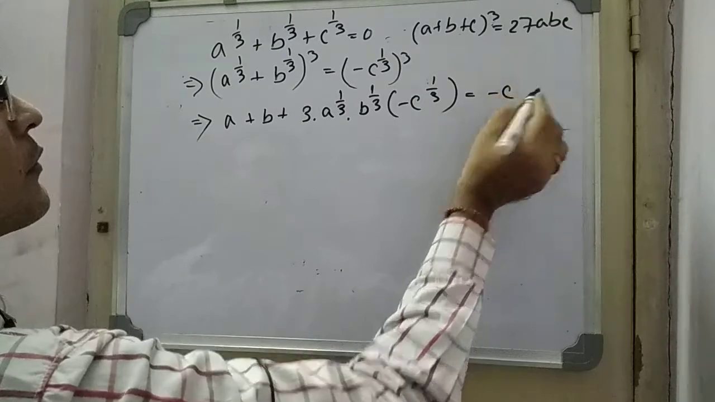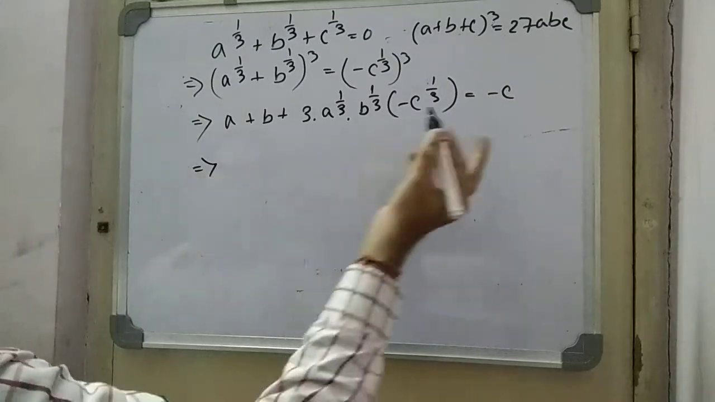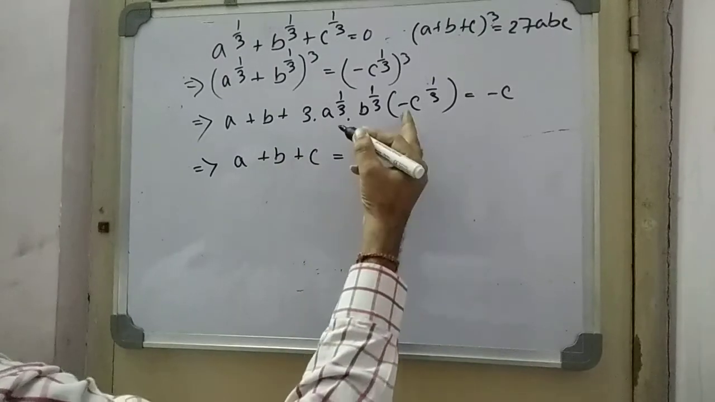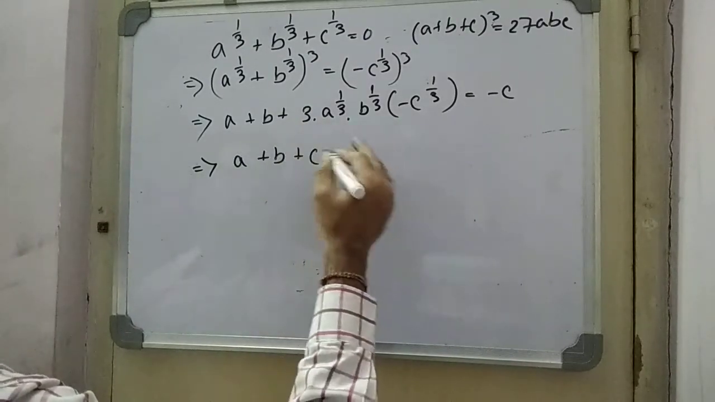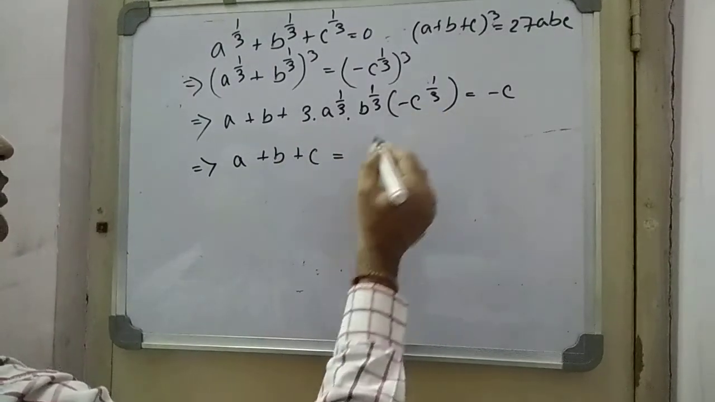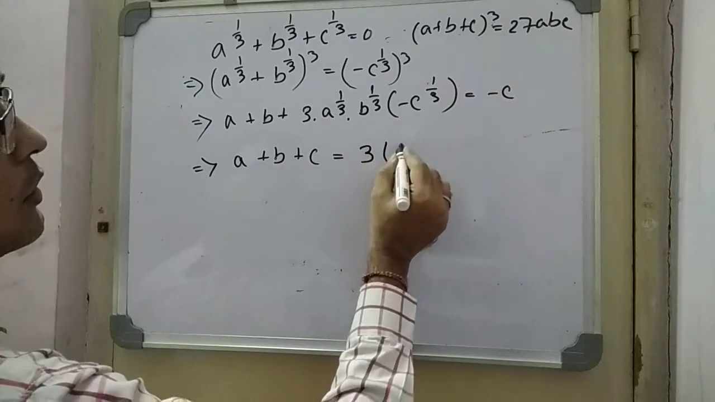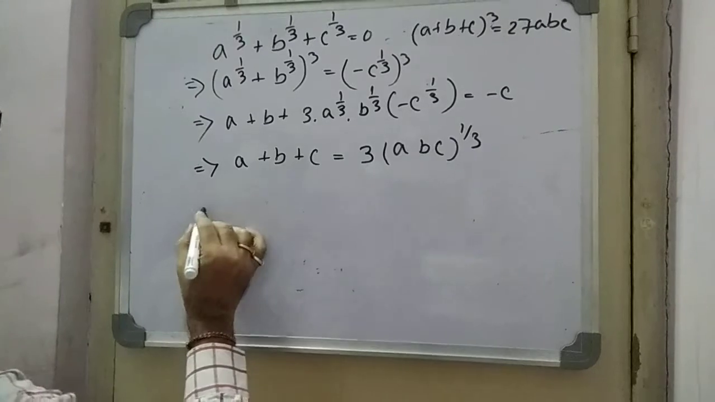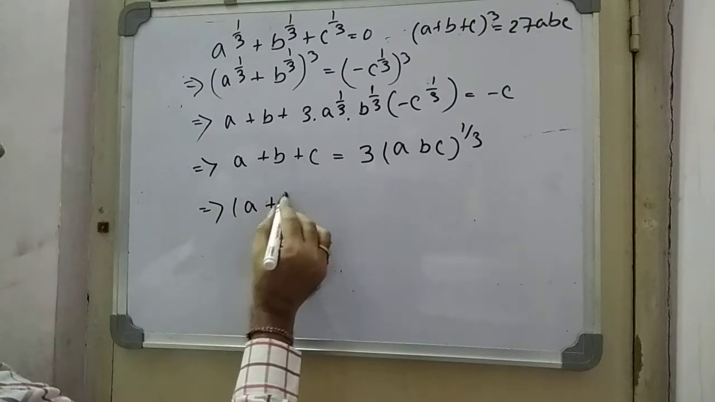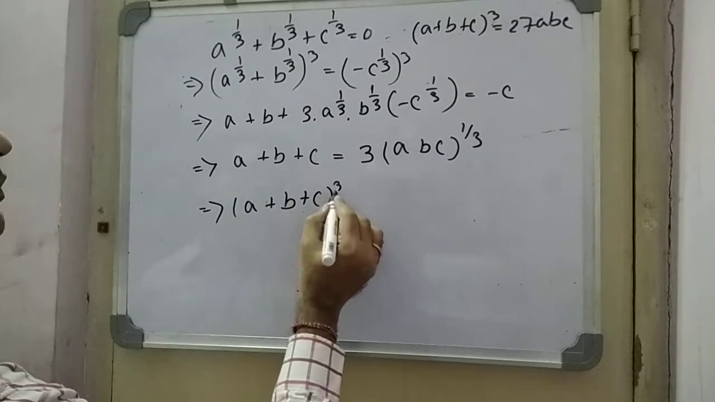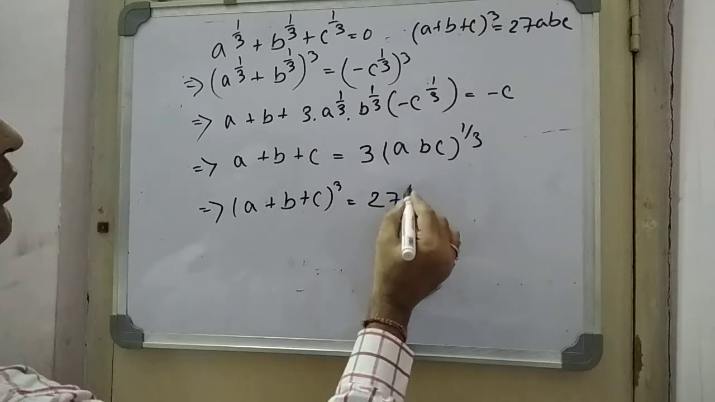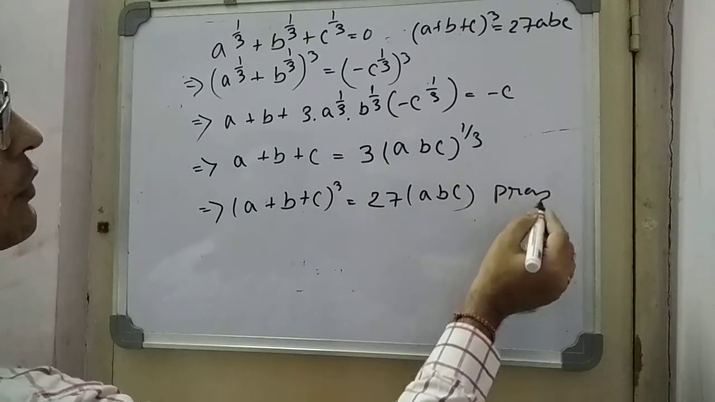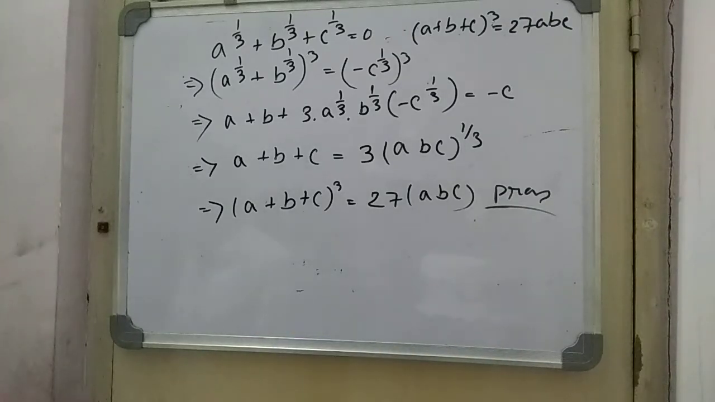This is minus. Now I take that c this side, this is actually minus, so minus 3, then abc to the power half. I move that to the other side, it becomes plus this one. Now I make the whole cube of this, so it becomes 27abc. Proved. Okay.